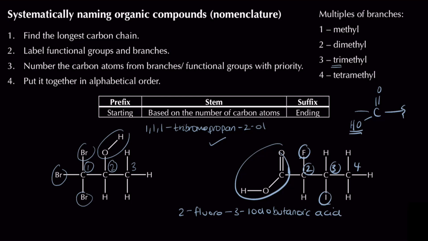Now we never need to highlight the position of the acid because it's always going to be at the end. It's always at position 1. So in that case, there is our correct answer. That's how we go about naming that.